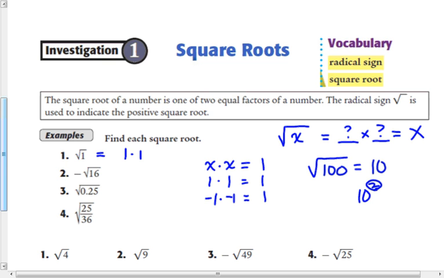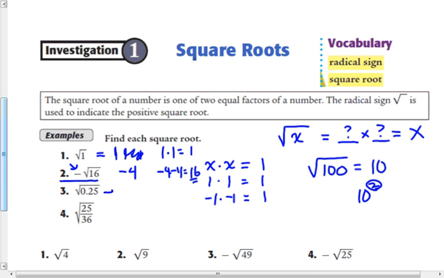The way we're going to show the one we want is by the sign in front. So number 2 here says we want the negative square root of 16. So that's -4. And your check of that is 1 times 1 equals 1, and -4 times -4 equals +16. And that negative sign in front makes it -16.